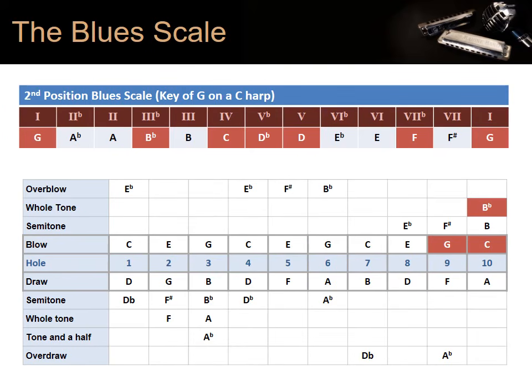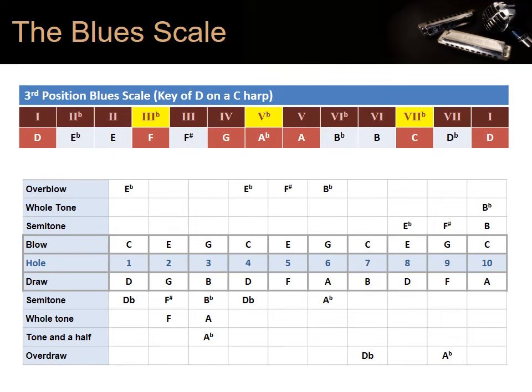Finally, in second position, right at the very top end, you have got the flat 3rd on the 10-hole blow whole tone bend. So you can play a little bluesy riff right at the top by bending the 10 hole down from the C to the B flat and then moving across to the 9-hole blow, so C, B flat, then G.